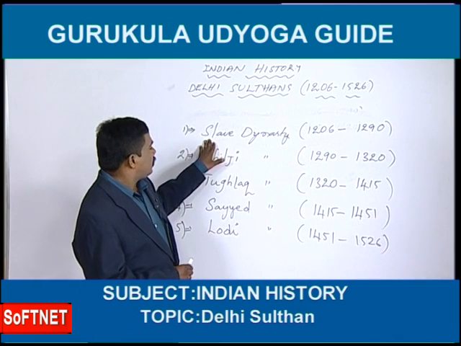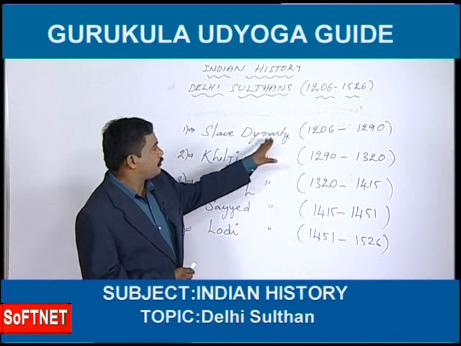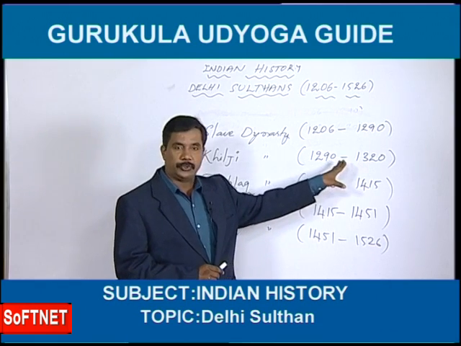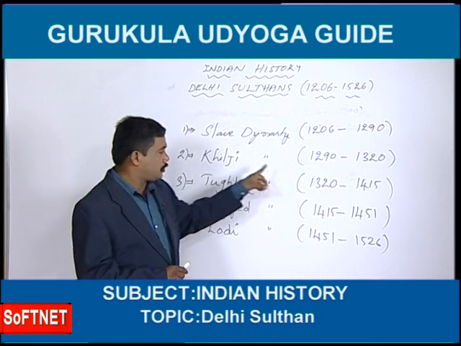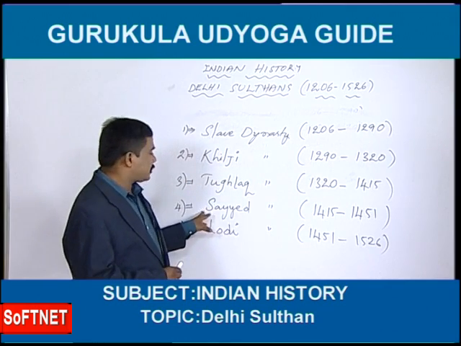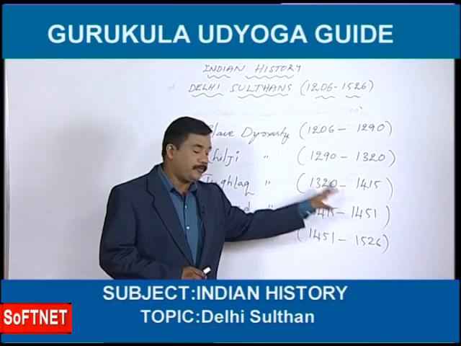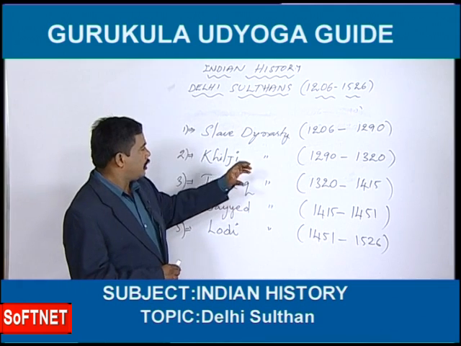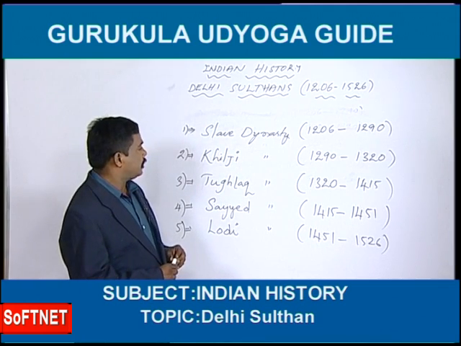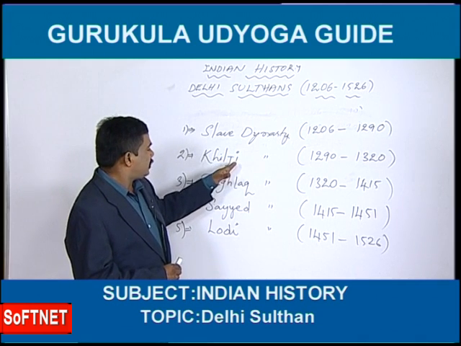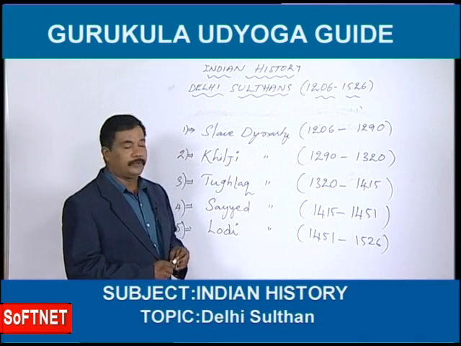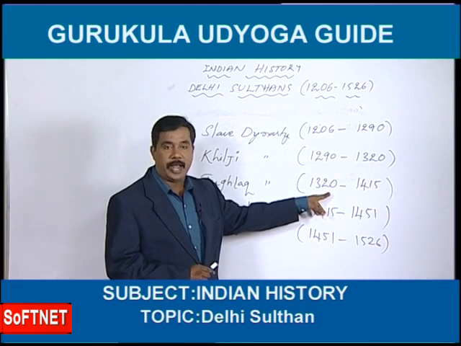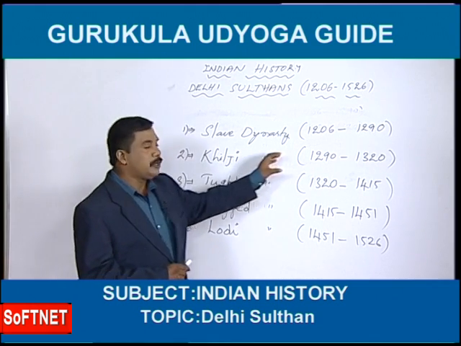First of all, we have the Slave dynasty, from 1206 to 1290, and the Khilji dynasty, from 1290 to 1320. The Tughlaq dynasty is from 1320 to 1415, the Sayyid dynasty from 1415 to 1451, and the Lodi dynasty from 1451 to 1526. This is the duration of the different dynasties. Which dynasty ruled the maximum period in India? The Tughlaq dynasty ruled the maximum period, and the Khilji dynasty ruled the minimum period.